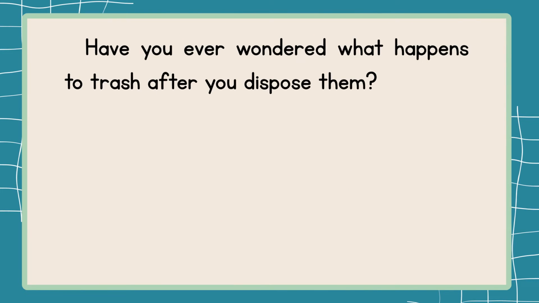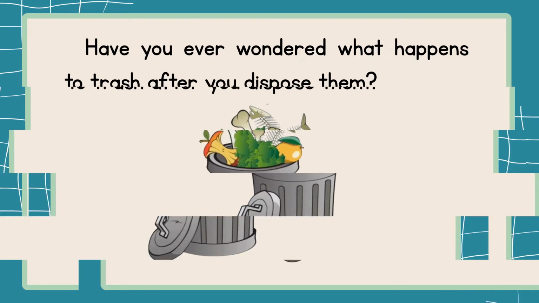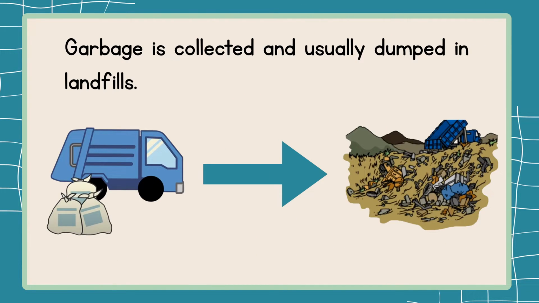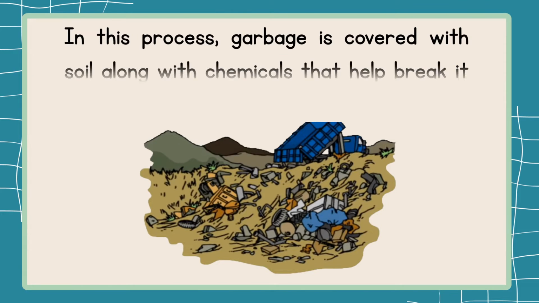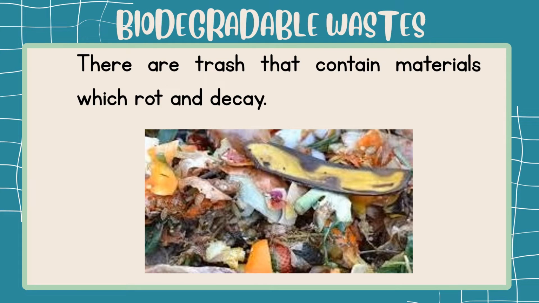Have you ever wondered what happens to trash after you dispose of it? Garbage is collected and usually dumped in landfills. In this process, garbage is covered with soil along with chemicals that help break it down. There is trash that contains materials which rot and decay. They are known as biodegradable waste.